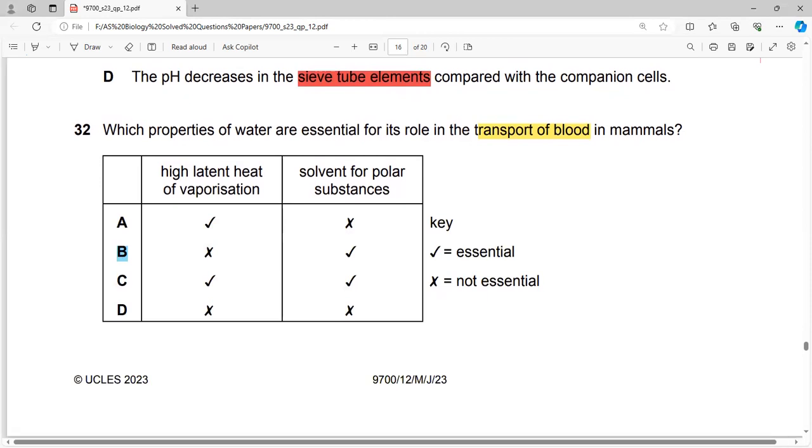Which property of water is essential for its role in the transport of blood in a mammal? So what is the property of water as a transport agent or transport medium? It has a high latent heat of vaporization. High latent heat of vaporization means it absorbs more heat when it evaporates, and this is the property of the water molecule.